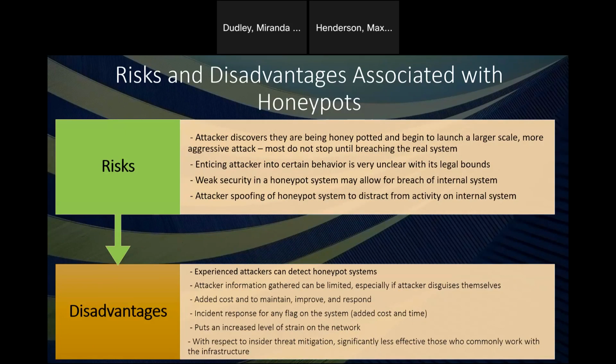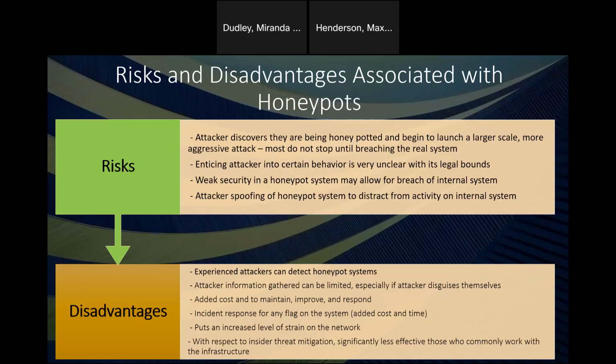So potential disadvantages are that experienced attackers can detect honeypot systems, rendering them ineffective. And attacker information that's gathered may be limited, especially if the attacker is disguising themselves. One main disadvantage is that it adds cost to maintain, improve, and respond, as most companies would outsource their honeypot rather than building it themselves.